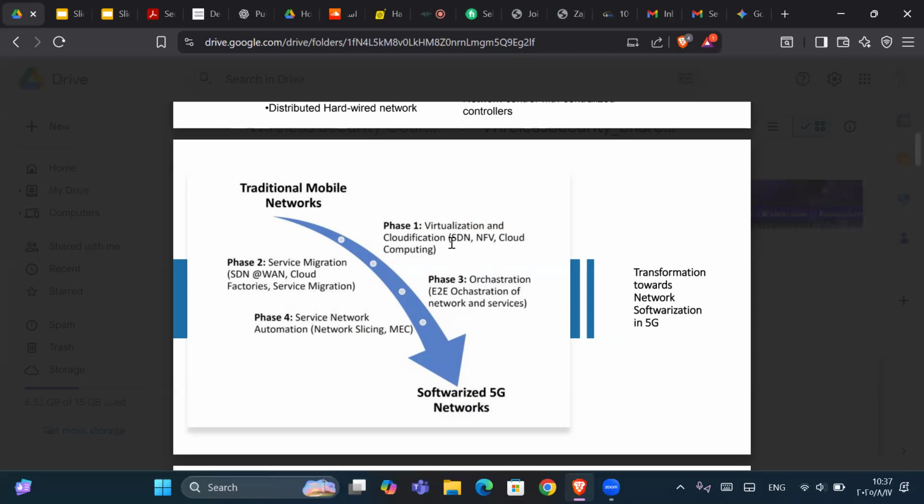So we have the traditional mobile networks, the old ones. They went through phase one, which is virtualization and cloudification, SDN, NFV, cloud computing. Phase two, service migration, like SDN at one, cloud factories, service migration. Phase three, end-to-end orchestration of network and services. And phase four, service network automation, and phase five, using AI to automate the process of assigning the parameters and settings for the network on spot, real life.